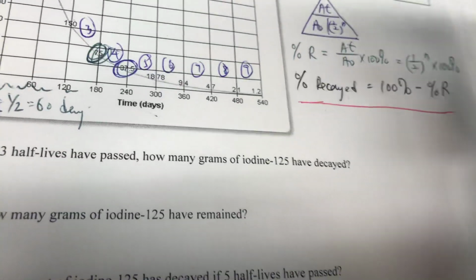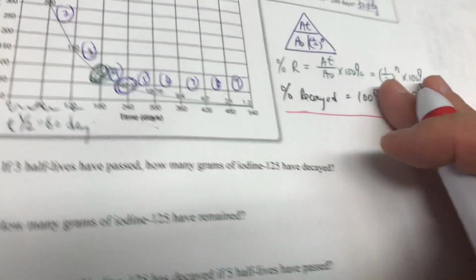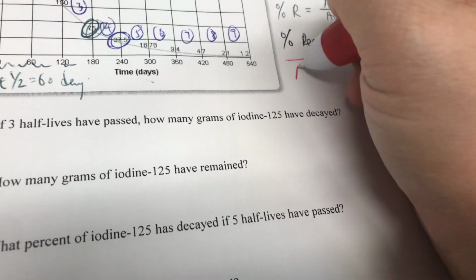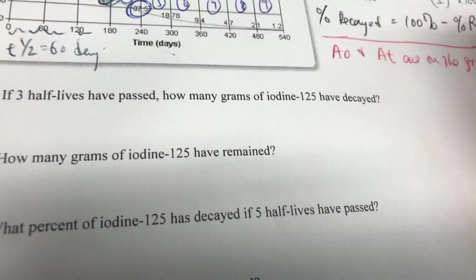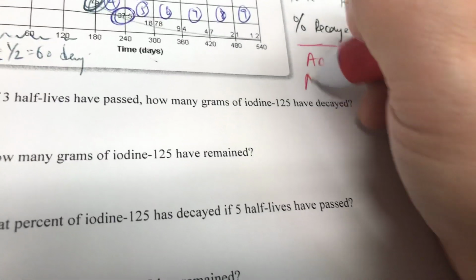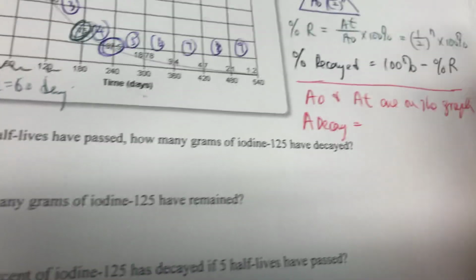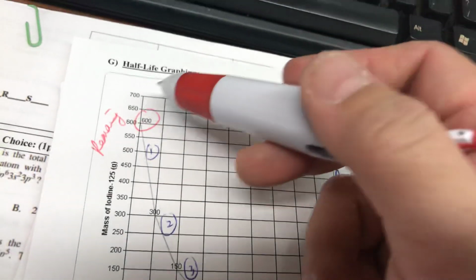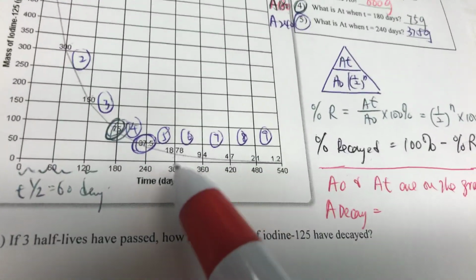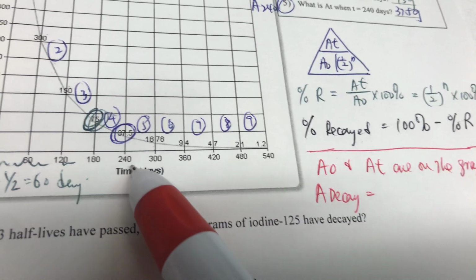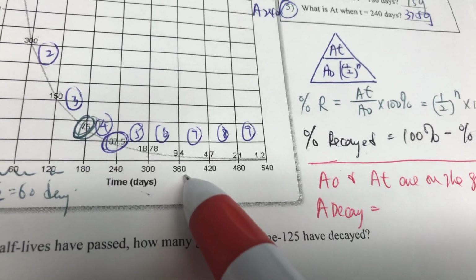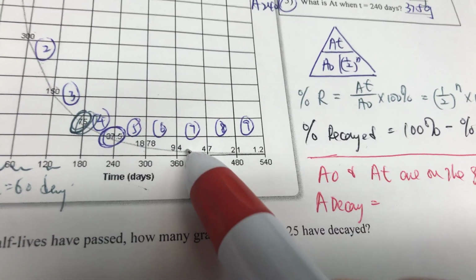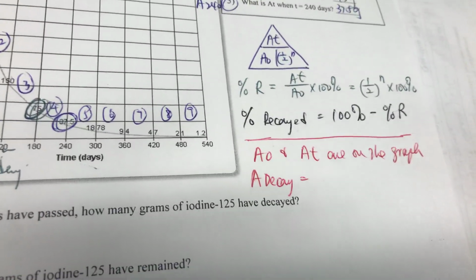And we know how to find the A0 and AT. We can get it from the graph. Okay, A0 and AT are on the graph. Then what about the A decay? Now how much originally is on the graph? Whenever the T is 240, then my AT is 37.5. Oh, if my T is 360, then my AT will be 9.4 grams. This is how much amount remains. Both the A0 and AT can be found on the graph.